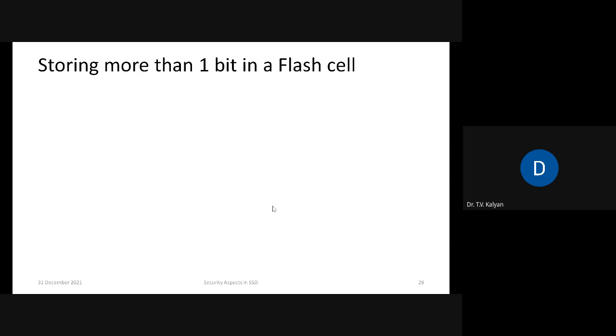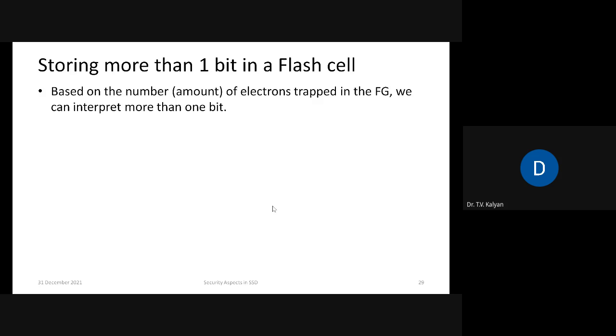Okay, what we have seen is storing 1 bit of information, but based on the number of electrons that get trapped in the floating gate, we can make more interpretations. Accordingly, we have single level cell, wherein when we apply a single threshold voltage, if there is current flow, we term it as 1, otherwise 0.